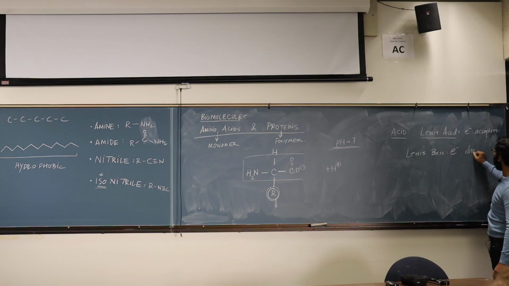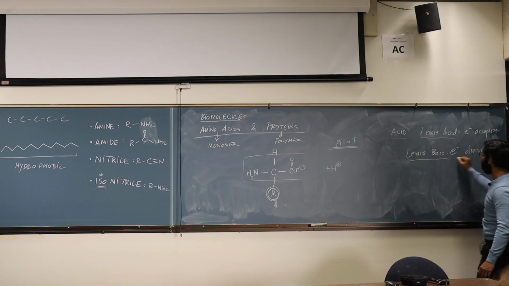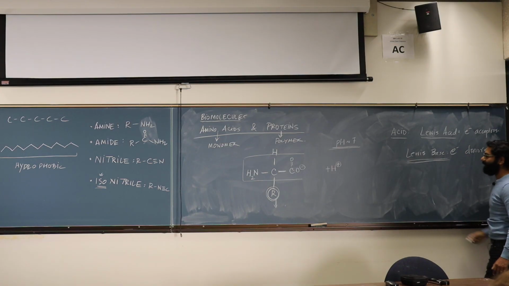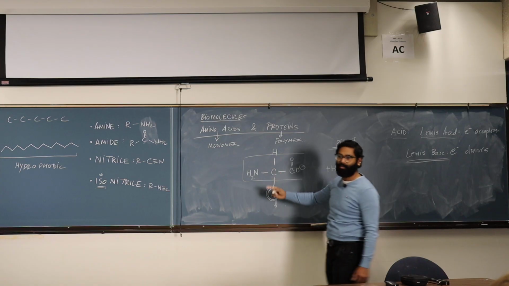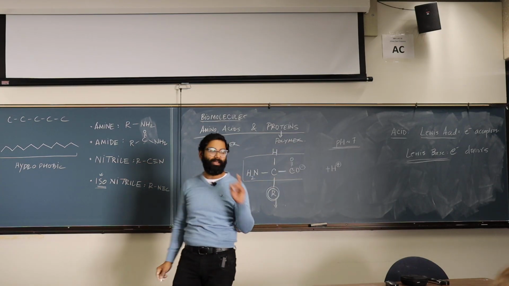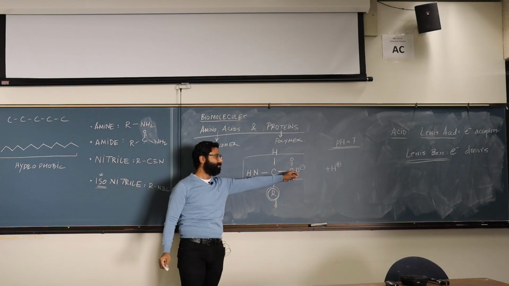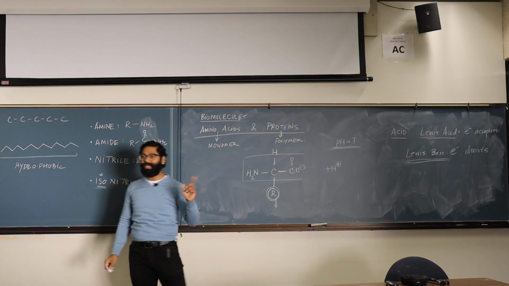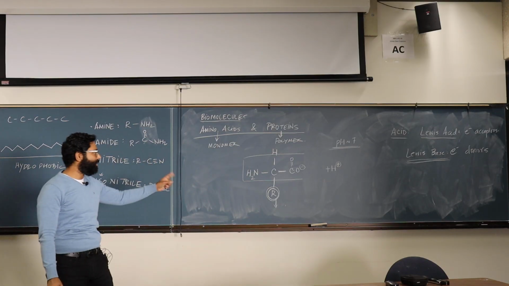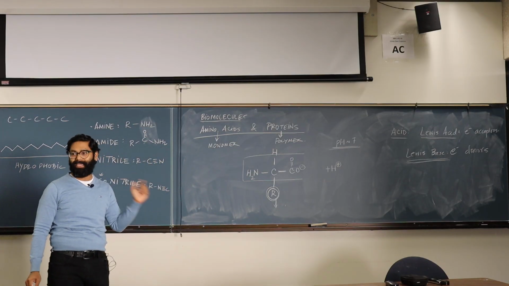Electron pair donors can be termed as Lewis base. Can you see an electron donor in the molecule? In the same molecule that produced this acid, is there a site in the molecule itself that can act as a base?